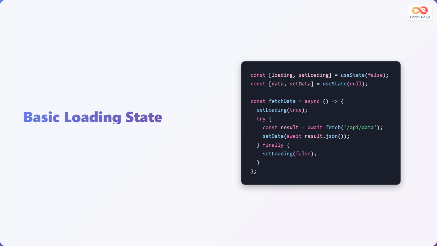Then create an asynchronous function called fetchData. Inside fetchData, first set loading to true. Use a try-catch-finally block. Inside the try block, fetch the data from an API endpoint. After that, set the data state with the response from the API. Finally, set loading to false in the finally block.